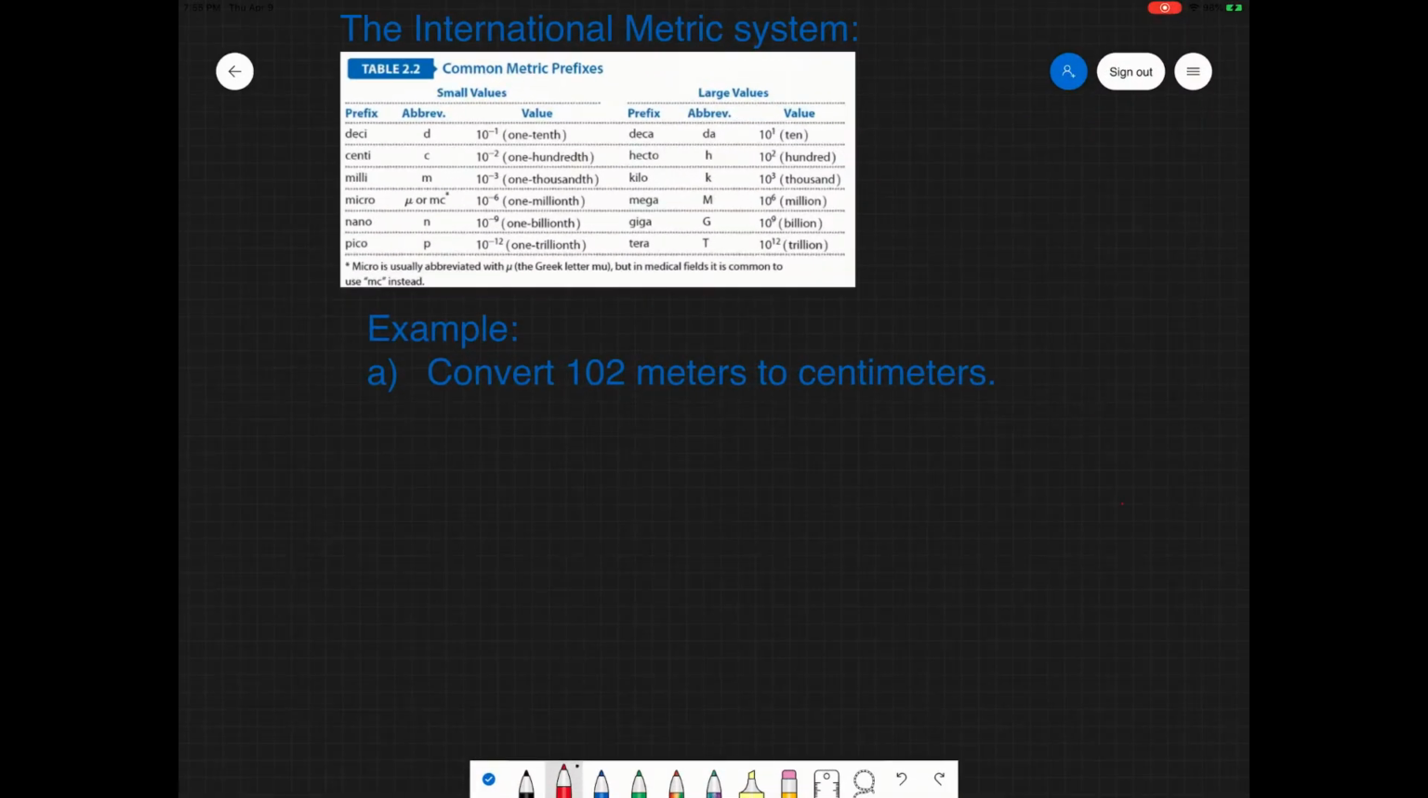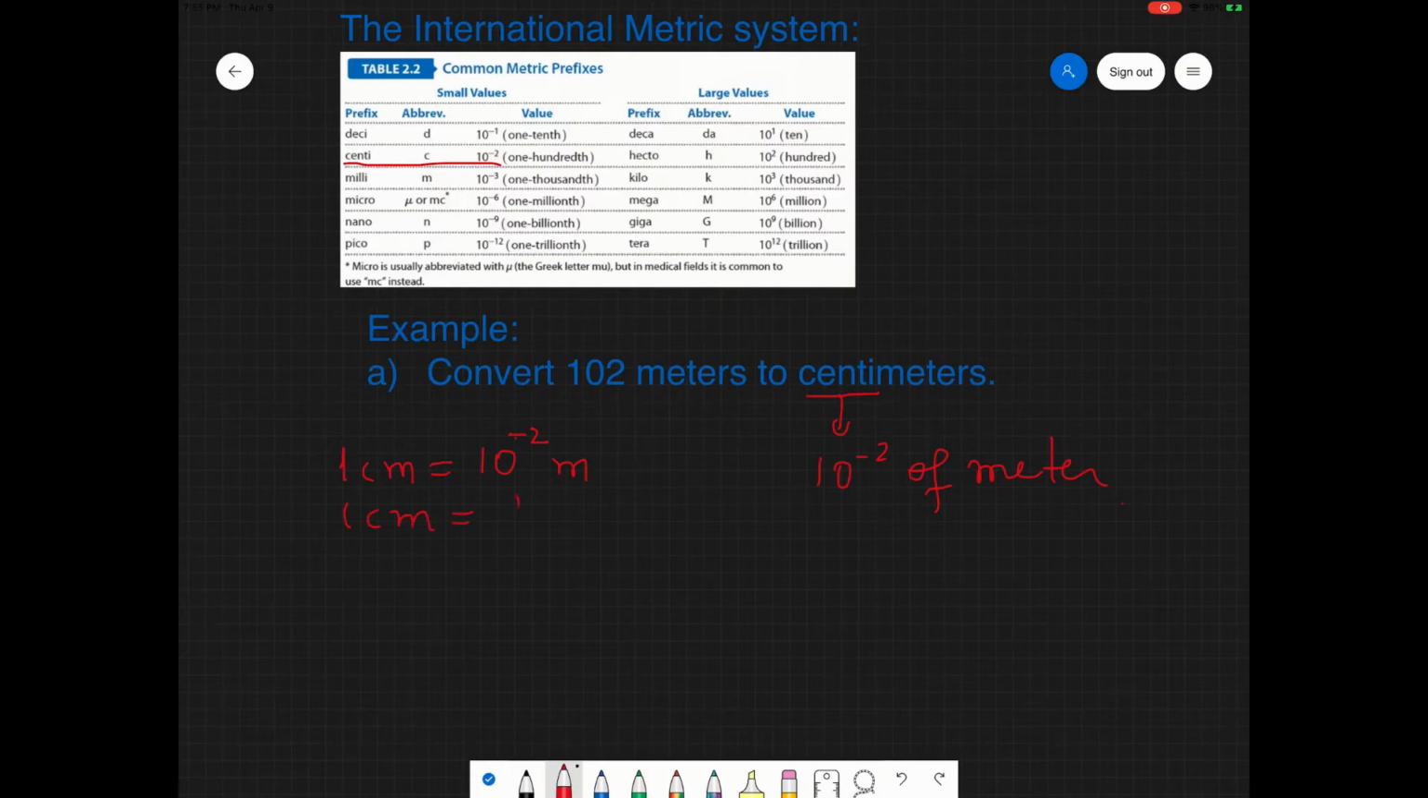In this example, we are going to convert measures with units from the International Metric System, which is based on prefixes. So part A, let's convert 102 meters to centimeters. Since centimeter has the prefix centi, which from the table we can see means 10 to negative 2 over meter, we have then that 1 centimeter corresponds to 10 raised to negative 2 over meter.